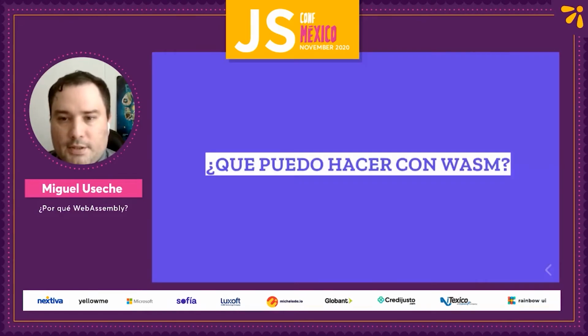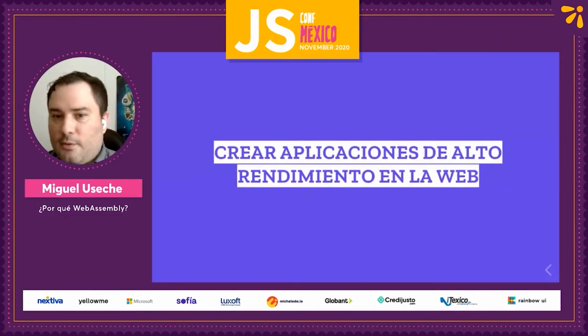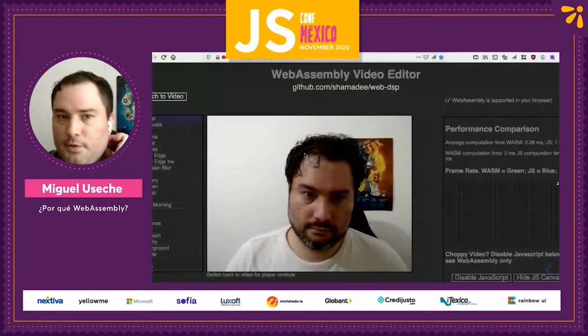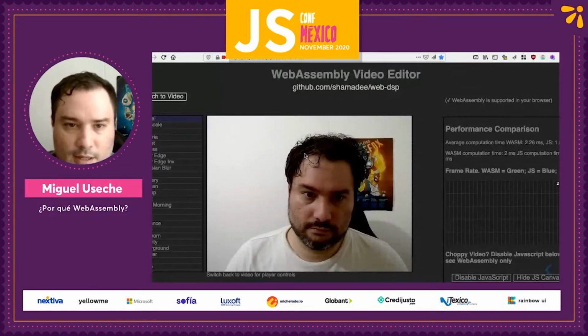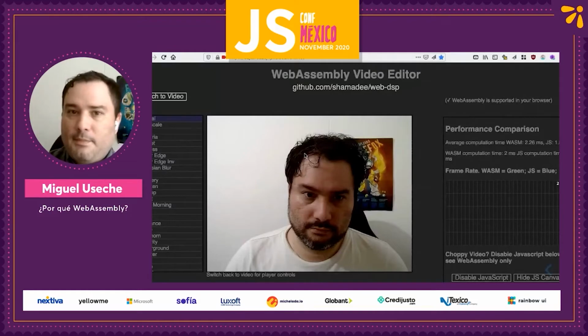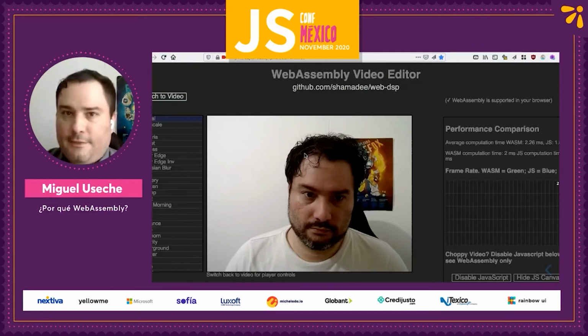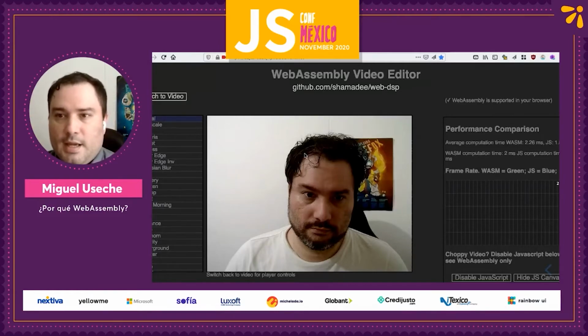What can I do with it on the web? We can create high performance apps. This is an example of a filter. Well, during this pandemic, we need to improve our appearance, and we can create apps like Snapchat, through filters. We can use WebAssembly to scan images and work faster. So in filters it is 200 up to 2000 times faster compared with JavaScript.